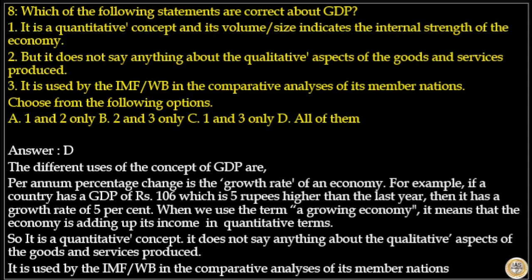The different uses of the concept of GDP are per annum percentage change is the growth rate of an economy. For example, if a country has a GDP of rupees 106, which is 5 rupees higher than the last year, then it has a growth rate of 5%. That means GDP has a growth rate of 5%. When we use the term a growing economy, it means that economy is adding up its income in quantitative terms. So it's a quantitative concept. It does not say anything about the qualitative aspects of goods and services produced. And GDP is also used by the IMF and World Bank in the comparative analysis of its member nations. So all the statements are correct.